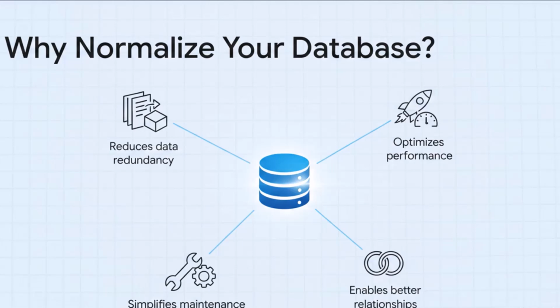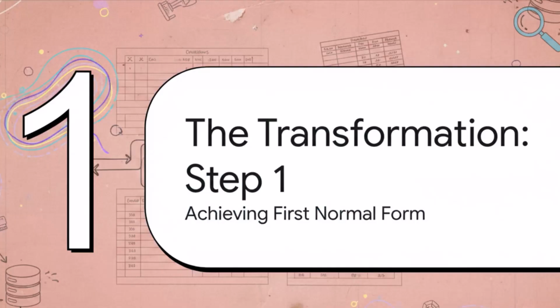So why even bother with all this? Well, the benefits are huge. You immediately reduce all that repetitive data, which saves space and, more importantly, prevents errors. Your data becomes more trustworthy. We call that having high integrity. All of a sudden, maintenance gets way simpler, and you can build these powerful, flexible relationships between your data, all while making your database run faster. It's a total win-win-win. All right, let's get our hands dirty.